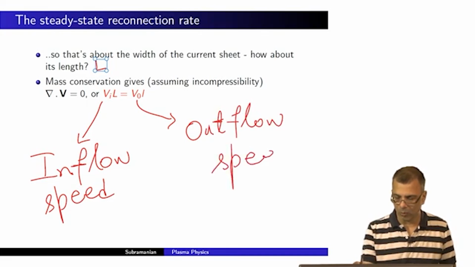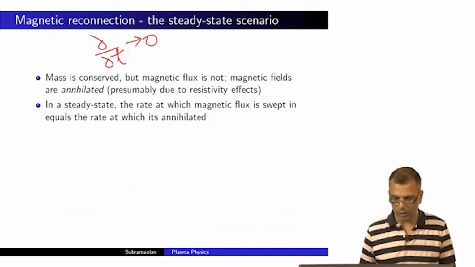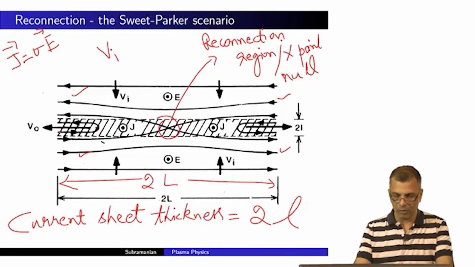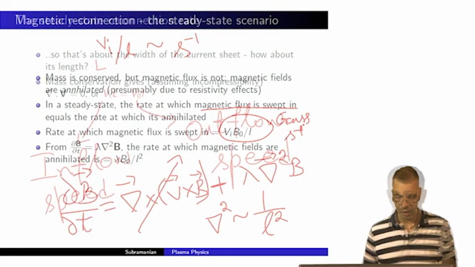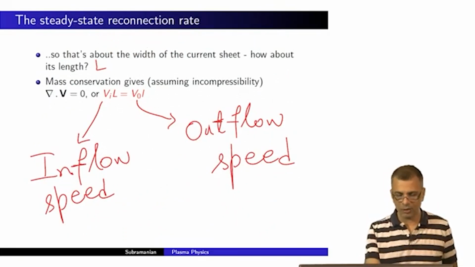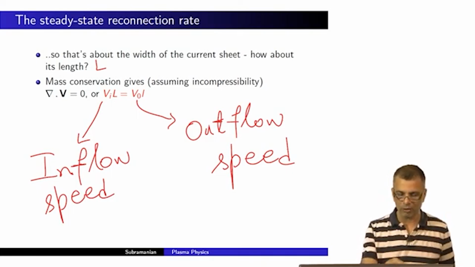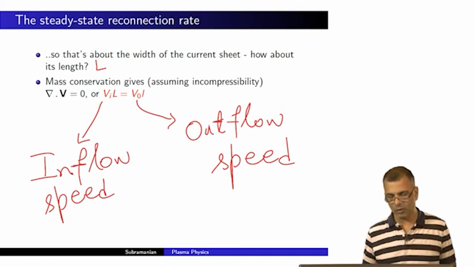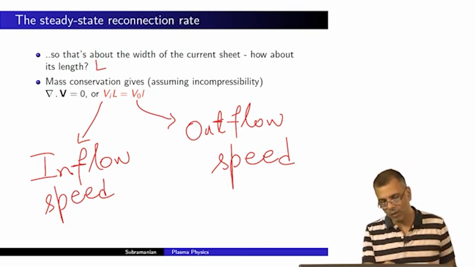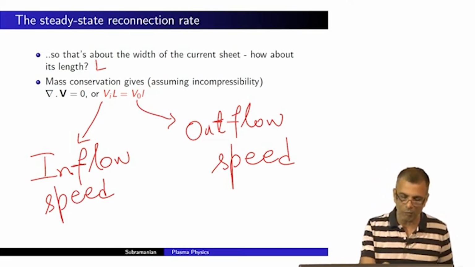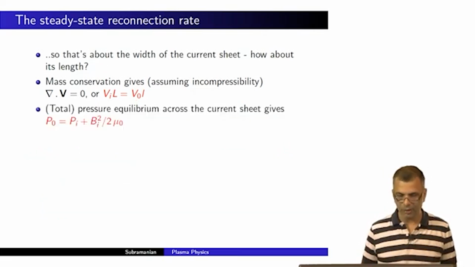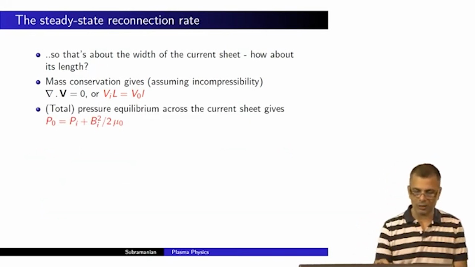And what outflow are we talking about? Well, this outflow right here, and this would be the inflow. So Vi times this is essentially the one-dimensional equivalent of divergence of V equals 0. Now the ratio of the large L to the small l is given by the ratio of V naught to Vi. That's what this is telling us.